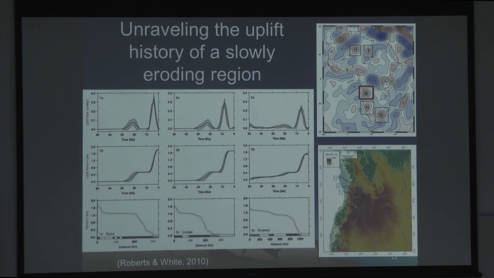So in that case, the river topography is not used to infer the instantaneous uplift rate, but in this kind of disequilibrium landscape, we can use the geometry of the surface or the geometry of the river to infer the long-term uplift history of a given area.